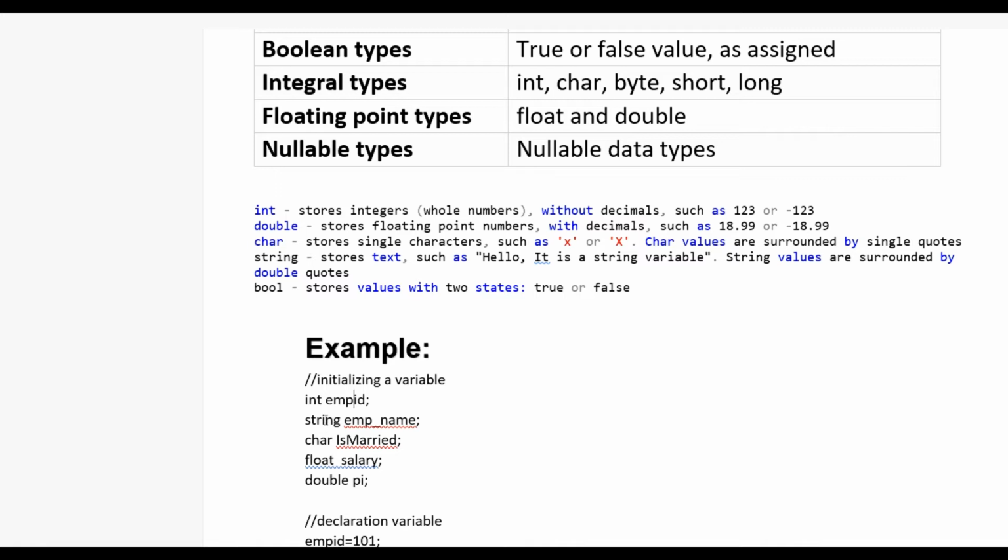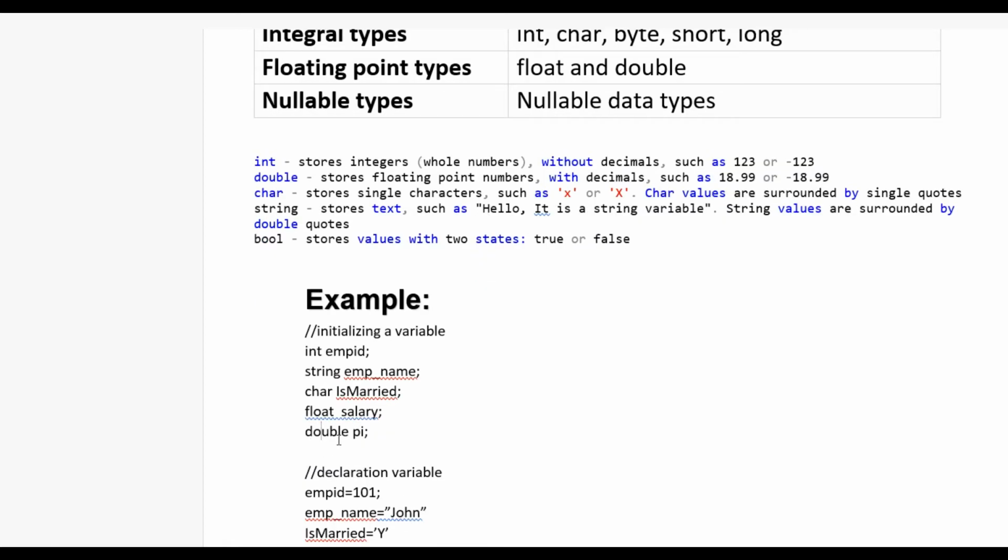And string. In string we define employee name, and char, where we check whether the employee is married or not. So I will define is married. And float, that is like sales or dollar point of view, storing currency. So I have taken float here for employee salary, and double pi. It is the same as float, but we store more fractional numbers in double.